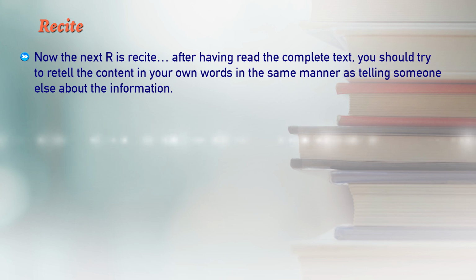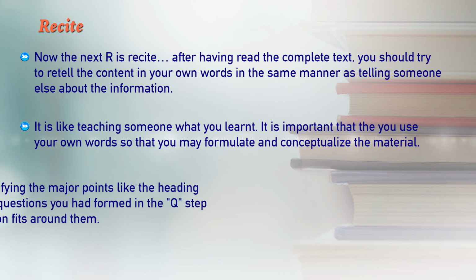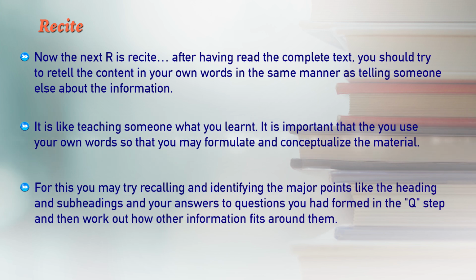The next stage is recite. After having read the text completely, you should try to retell the content in your own words in the same manner as telling someone about the information. It is like teaching someone what you have learned. It is important that you use your own words so that you may be able to formulate and conceptualize the material. For this, you may try recalling and identifying the major points like the headings and the subheadings and your answers to the questions which had been formed in the Q stage. And then work out how other information fits around these questions and these answers.